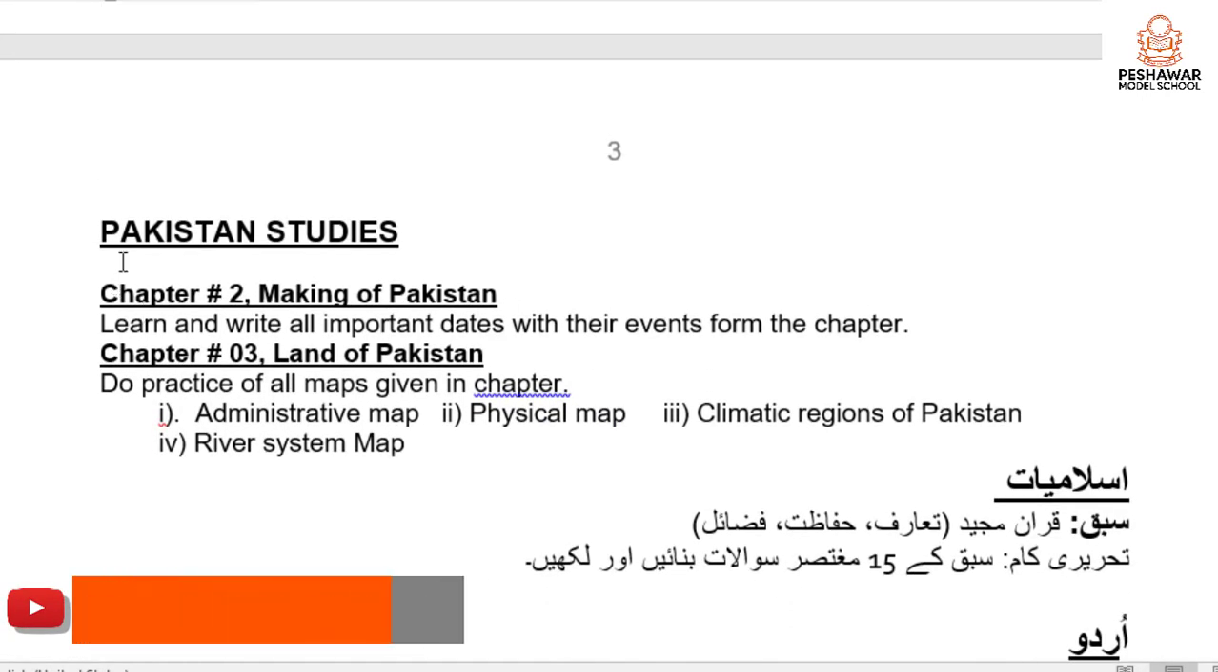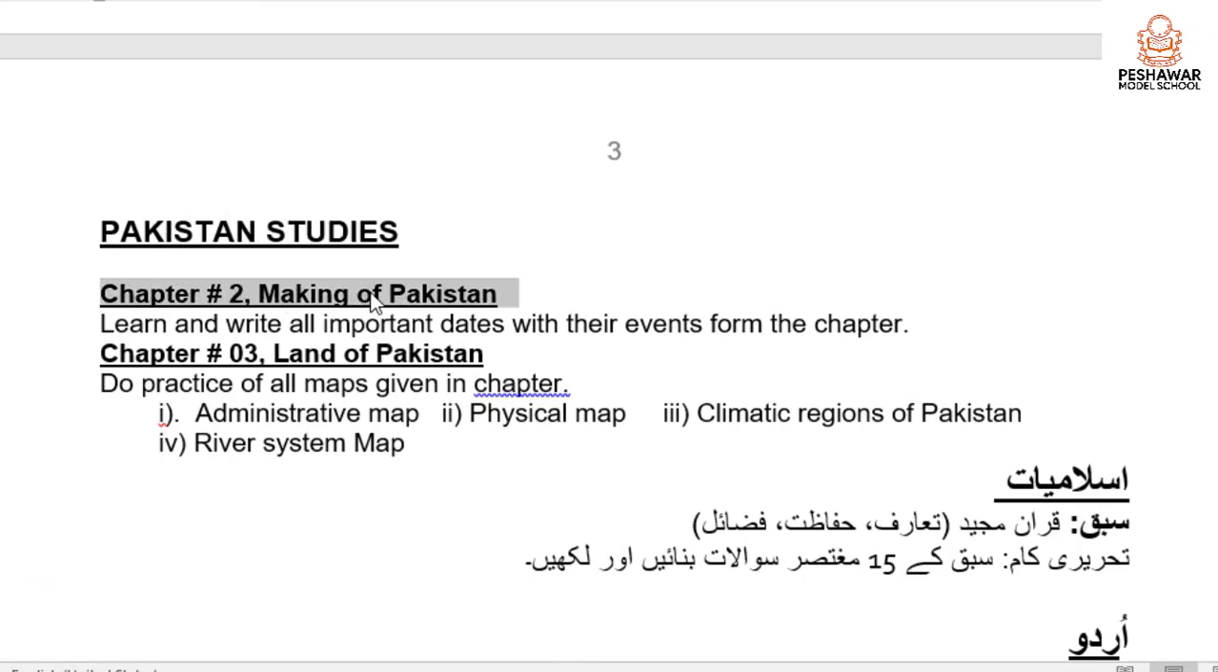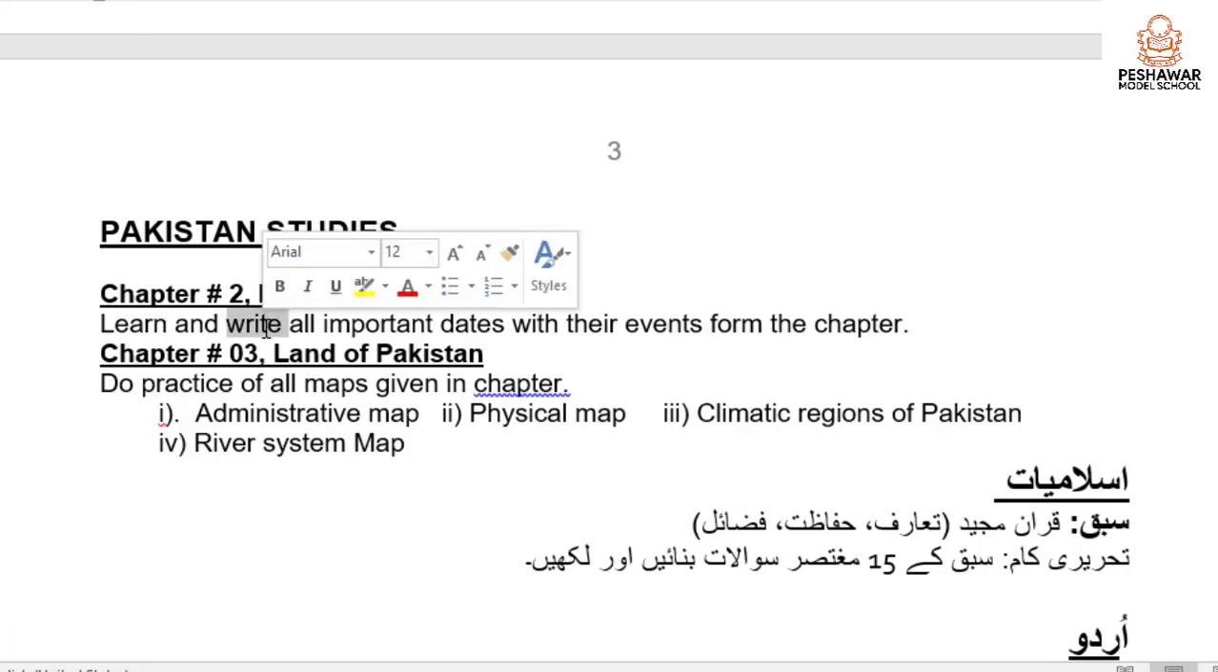Coming towards the next task, that's Pakistan studies. In Pakistan studies, the first is chapter number 2, making of Pakistan. Learn and write all important dates with their events from the chapter. So you have to read the chapter and learn and write all the important dates, because in MCQs dates are very important in Pakistan studies.